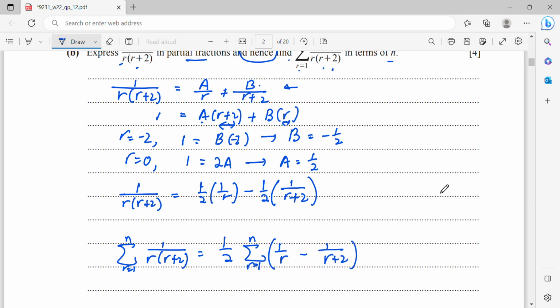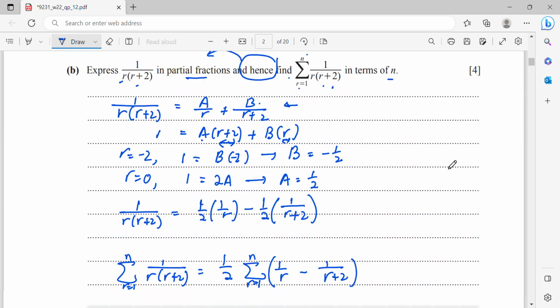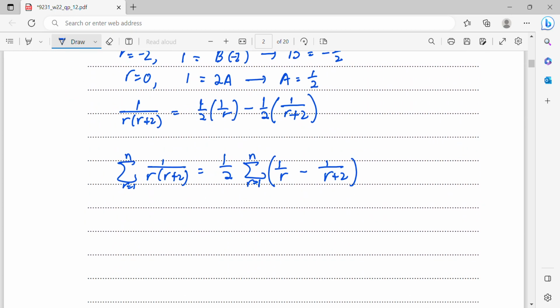Okay, so to solve this summation, you can just replace the r values. When I replace, I will start with r equals 1. So 1/1 will be 1, then minus 1/(1 + 2), which is 1/3.